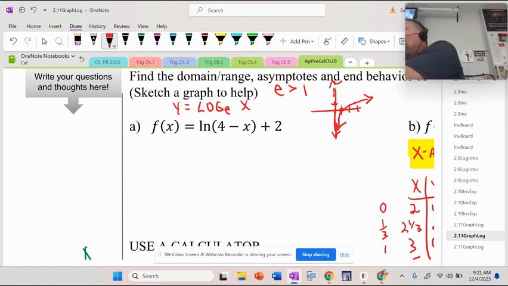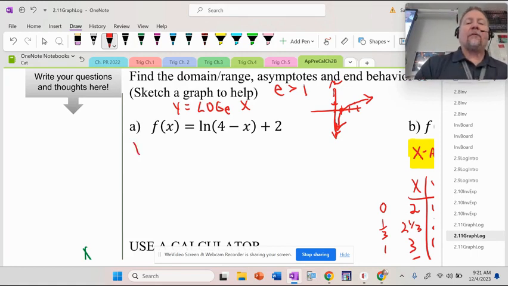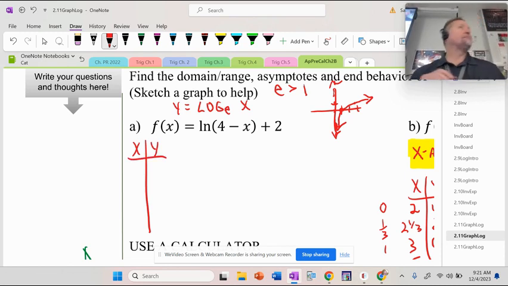But for all intents and purposes, for ln, I'm probably only going to do about 3 points. And the first one is, what creates this to be 0? What would I plug in for x? 4. By the way, I was supposed to do this. Sorry. Let's name the transformations.